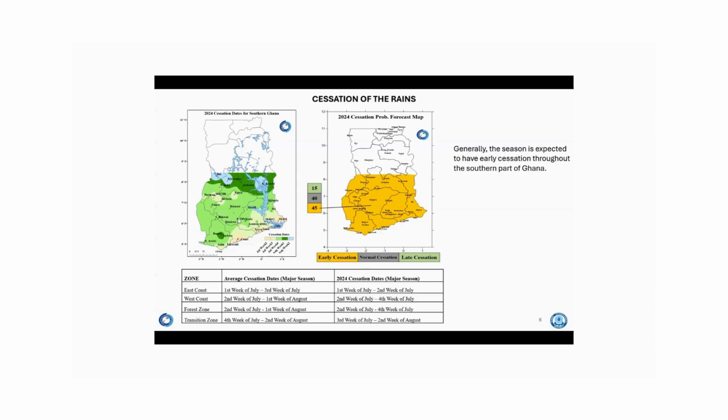Then the forest zone, the average is second week of July to first week of August, and we are expecting second week of July to fourth week of July. Then the transition zone, the average is fourth week of July to second week of August, and we are expecting third week of July to second week of August.